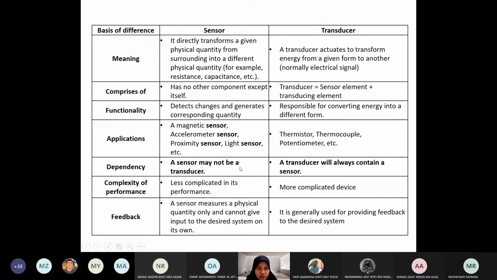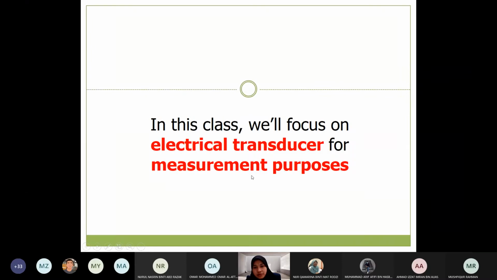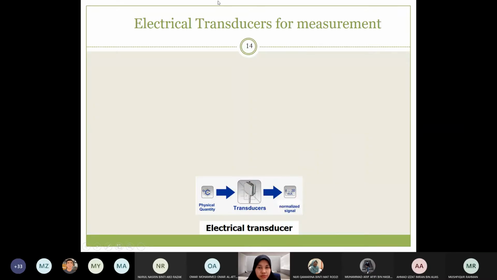A sensor may not be a transducer, but a transducer will always contain a sensor. A sensor is less complicated in its performance, but a transducer is a more complicated device. A sensor measures a physical quantity only and cannot give input to the desired system. But a transducer is generally used for providing feedback to the desired system. We will focus on electrical transducers for measurement purposes.